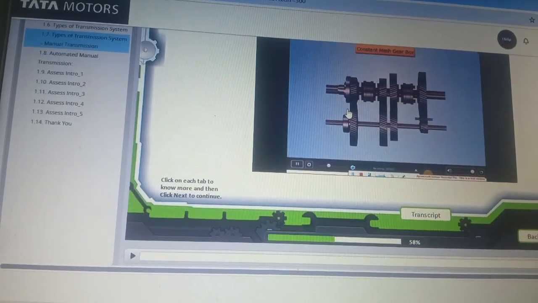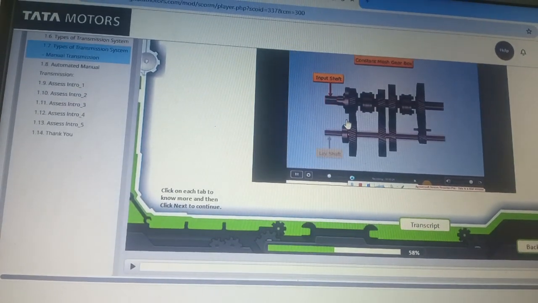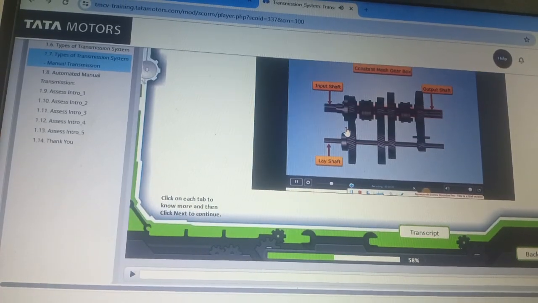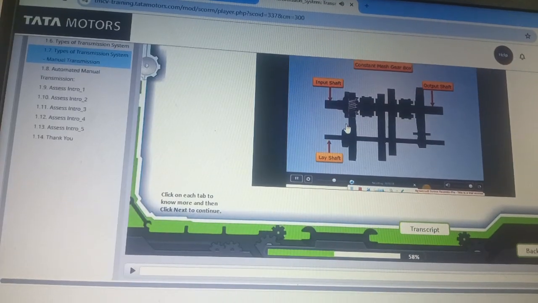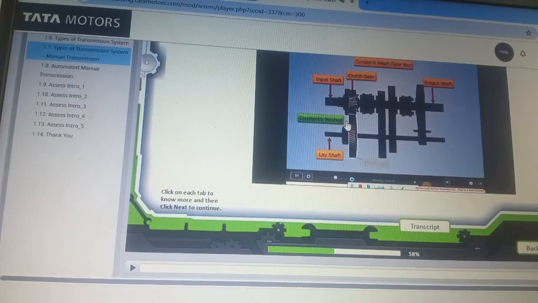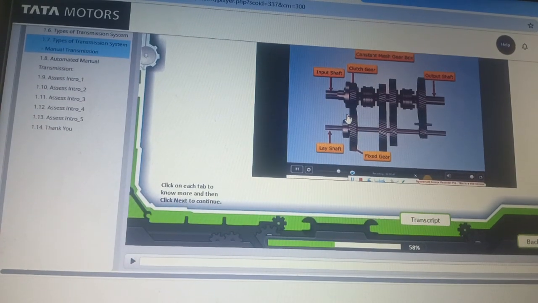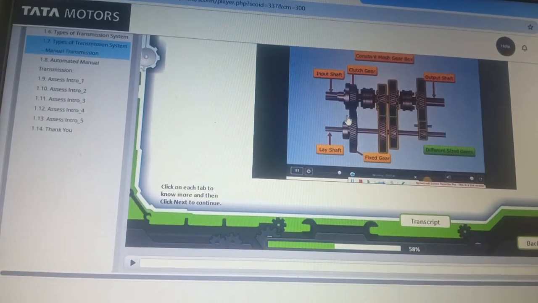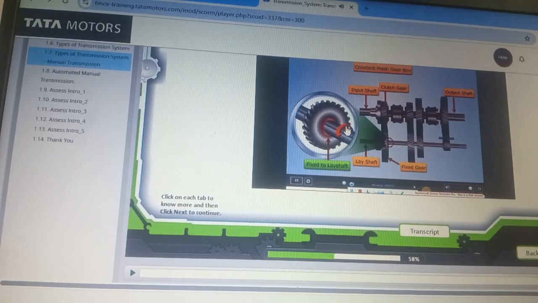Constant mesh gearbox constitutes of an input shaft, lay shaft, and an output shaft. The input or clutch shaft has a helical gear attached to its end, known as clutch gear. This clutch gear is constantly meshed with a helical gear on the lay shaft. Other than these gears, several other helical gears of different sizes are fixed to the lay shaft, so that whenever the lay shaft rotates, the gears rotate.